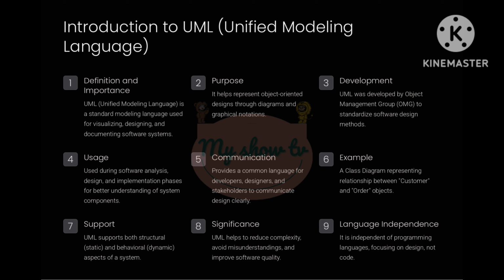Now, why do we need UML? Imagine designing a complex system without visual representation. It would be extremely difficult to understand and manage. UML provides a clear and standardized way to document systems, making it easier for developers and stakeholders to communicate. An example is a class diagram where we show classes like customer and order and how they interact.